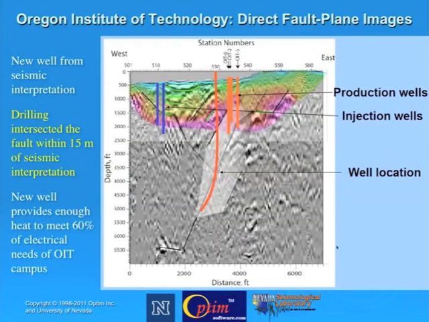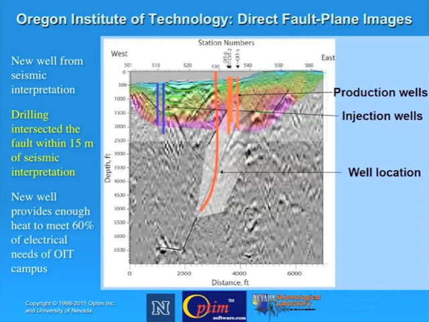Here's another example. It's from an Optum project at the Oregon Institute of Technology in Klamath Falls, Southern Oregon. We can see direct fault plane images in several places, and they drilled the well to intersect this fault and then run along the fault. And the drilling intersected the fault within 15 meters of where the seismic interpretation said it would. Very, very close. And that was at a depth of 3,500 feet. So, not near the surface at all. Very difficult to get that kind of accurate interpretation.